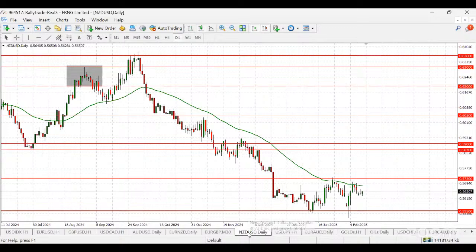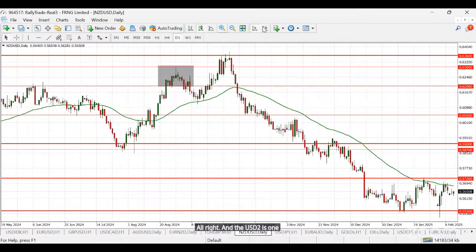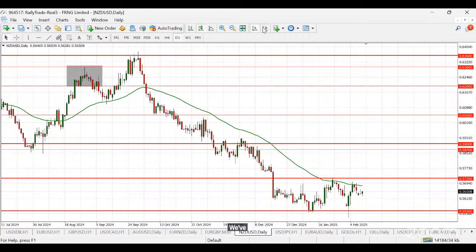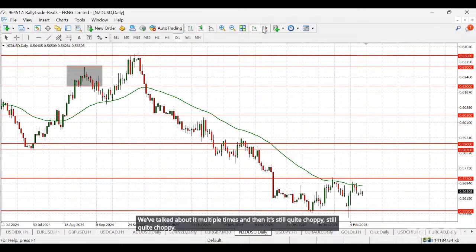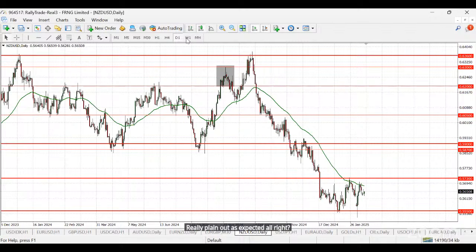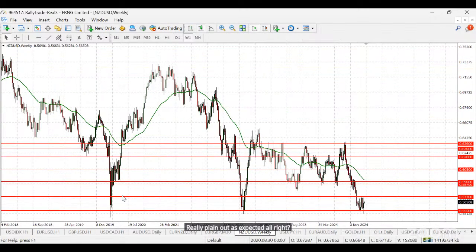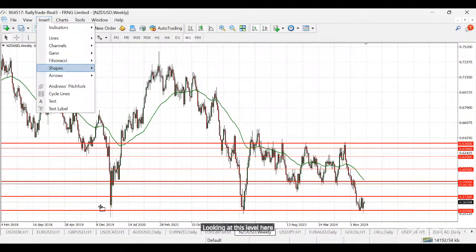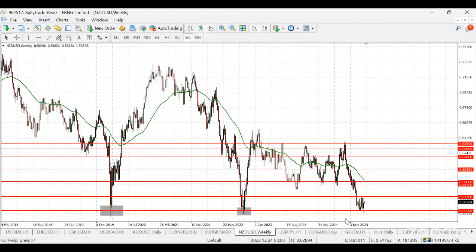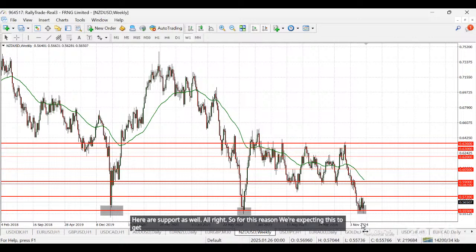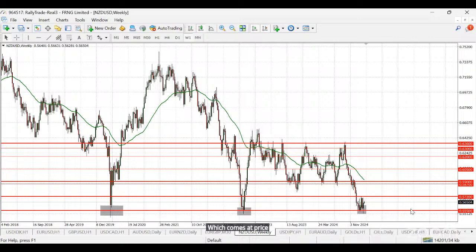NZD USD is one that I would love us to look at as well. We've talked about it multiple times, and it's still quite choppy, it's really playing out as expected. Looking at this level here, back here, support, fast forward to 2022, support as well, and then most recently here as support as well. So for this reason, we're expecting this to get bullish from that support, which comes at price level 0.555.